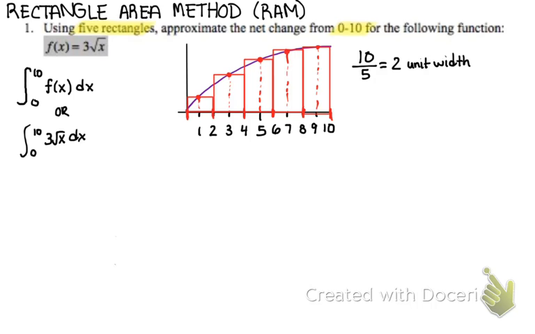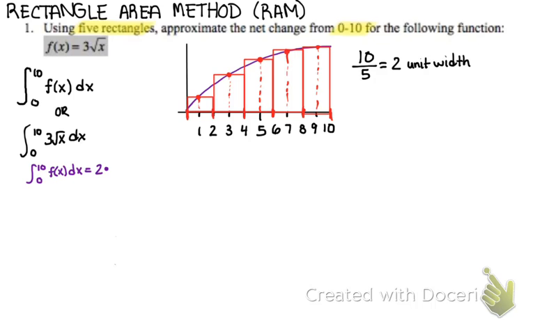So I'm just going to write again the integral notation, 0 to 10, and I'm just going to write f of x dx equals, and now I know I'm going to have to do the base times the height for each rectangle. Now looking at this first rectangle, I know that the base is 2. Every base on this picture is 2. So instead of base, I'm just going to put a 2.